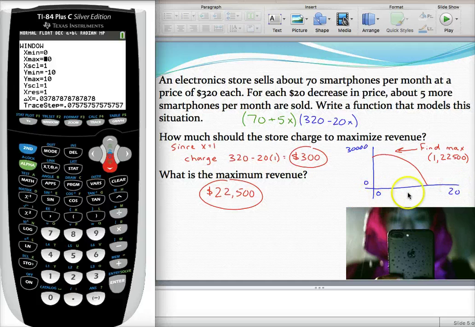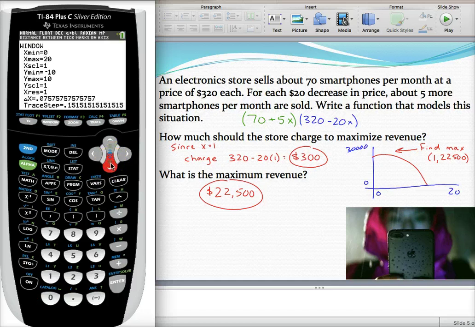It looks like when I sketched this out earlier, I used 20. If you want to be very particular about that X value, you can figure out how many times you could decrease the price by $20 until you're charging $0. You can certainly figure that out if you want to be more precise. I think 20 is going to show us what we need to see. I'll leave the X scale the same.